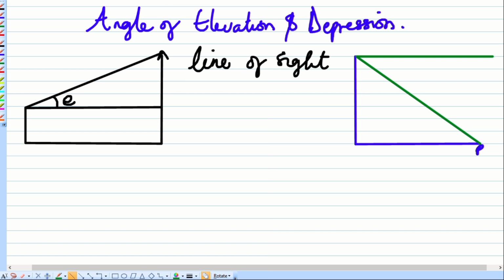So when you look below your line of sight is depression. So that's what depression is all about. So the angle of depression now will be the angle also that is formed between the horizontal and then your depressed line of sight. So let me call that D. All right, so that's what angle of elevation and angle of depression is.